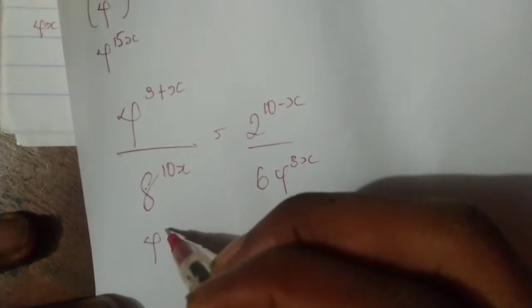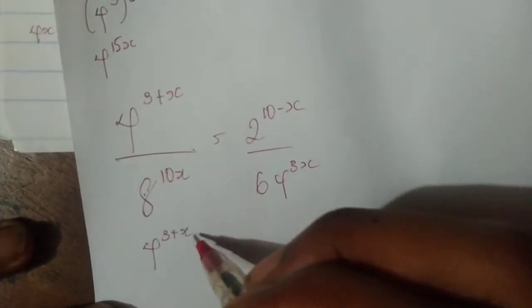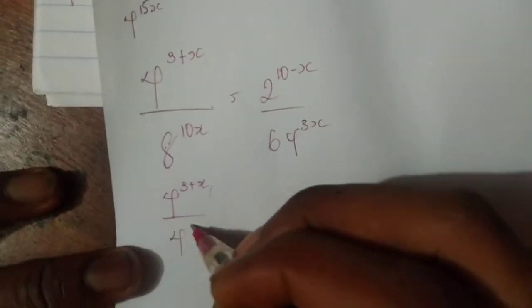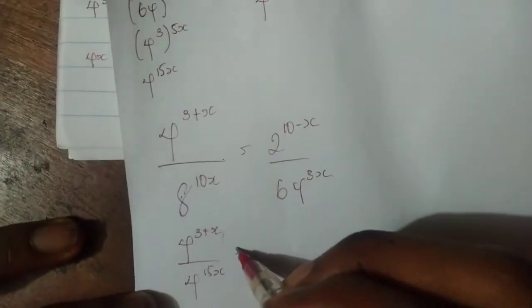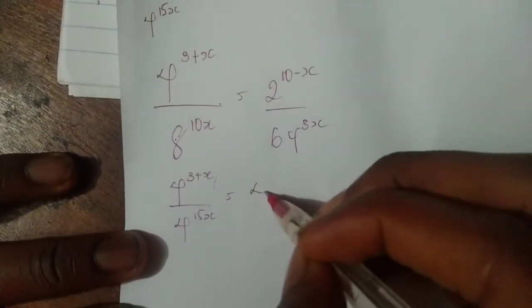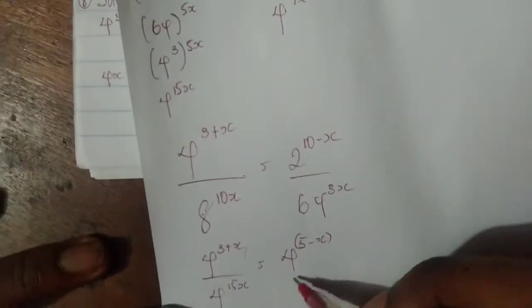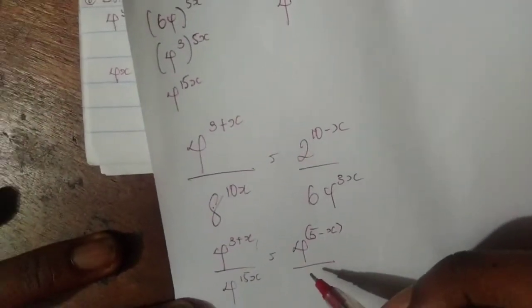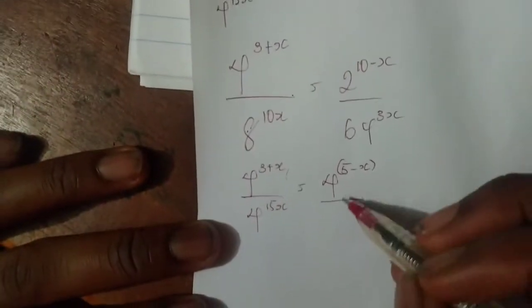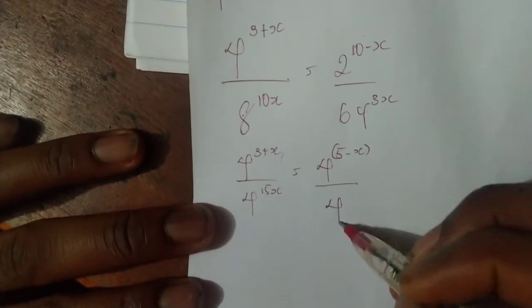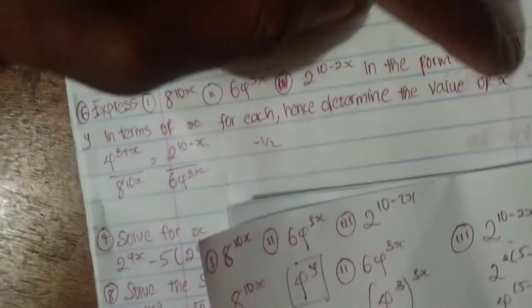So that is 4 to the power of 3 plus x all over 4 to the power of 15x equals 4 to the power of 5 minus x all over 4 to the power of 9x. Remember they said, hence determine the value of x.